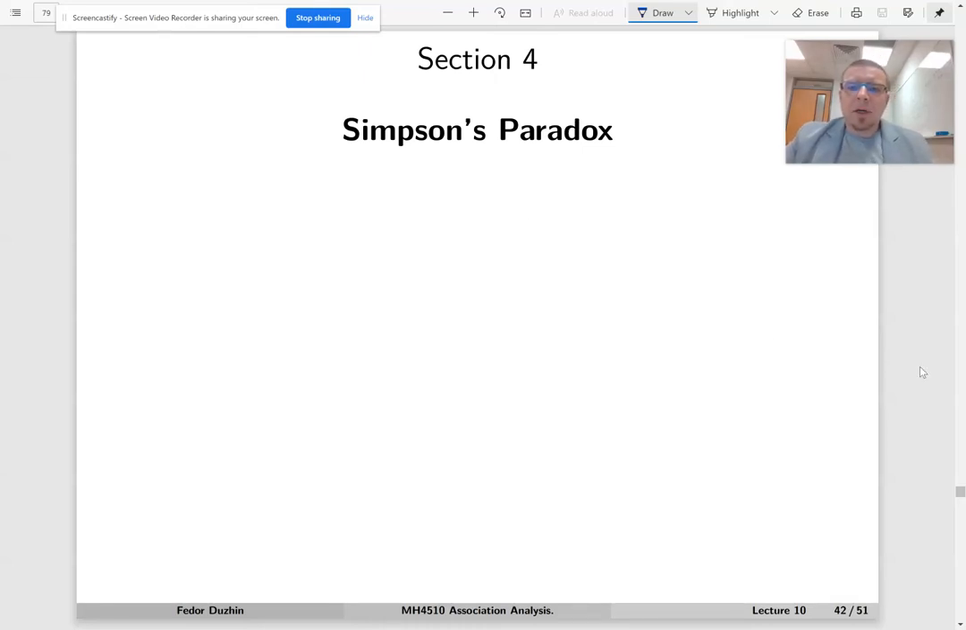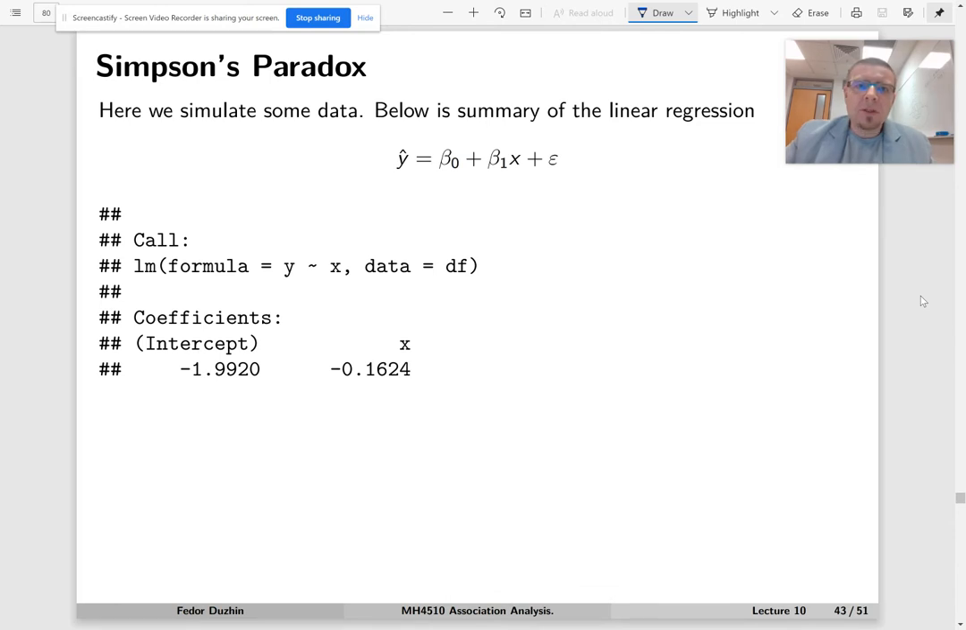And the last thing that we are going to cover is the so-called Simpson's paradox. So basically, Simpson's paradox tells us that we should be careful with association rule mining. So here is an example.